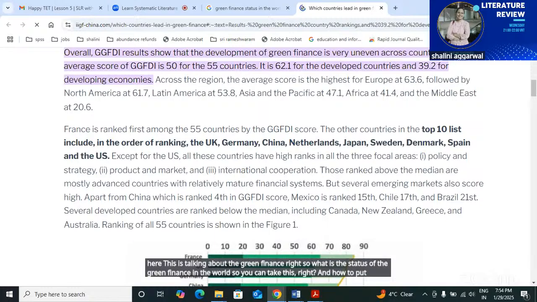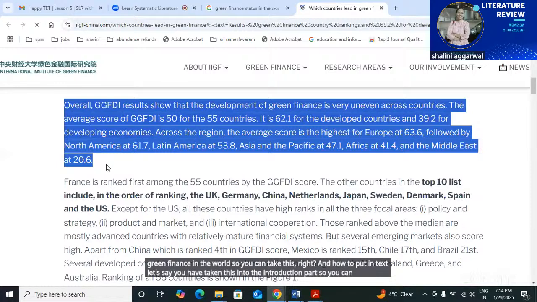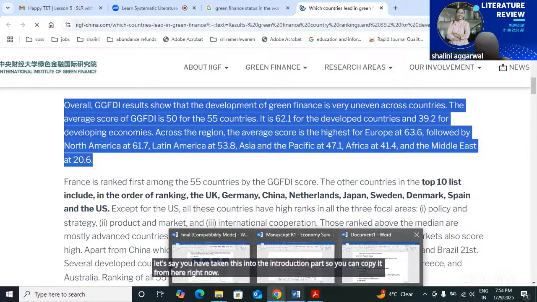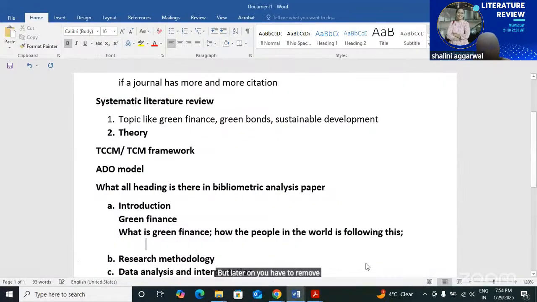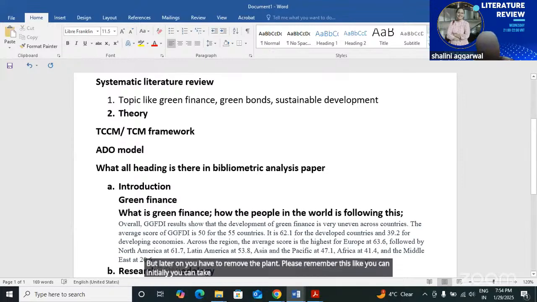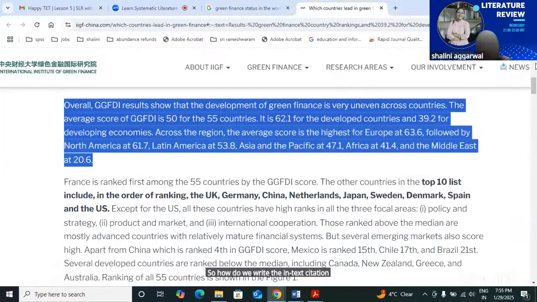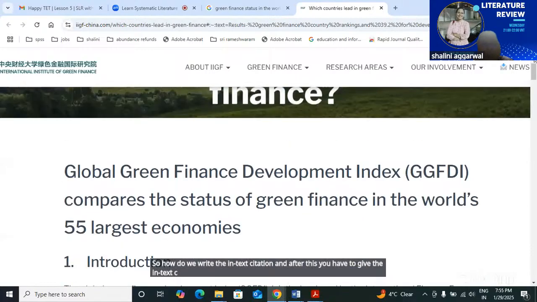Let's say you have taken this into the introduction part, so you can copy it from here right now, but later on you have to remove the flag. Please remember this. Initially you can take the material from the website or anywhere, but later on you have to remove the flag. You have to rewrite this material into your own language, right? So how do we write the in-text citation? And after this you have to give the in-text citation. So how do we give the in-text citation for this?